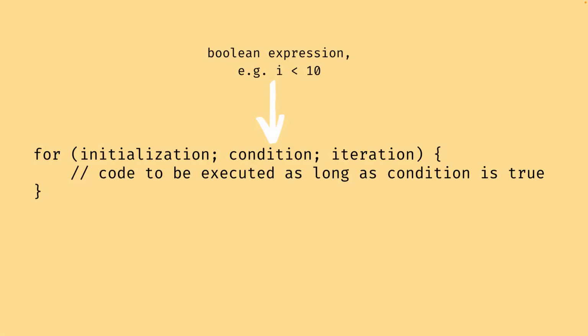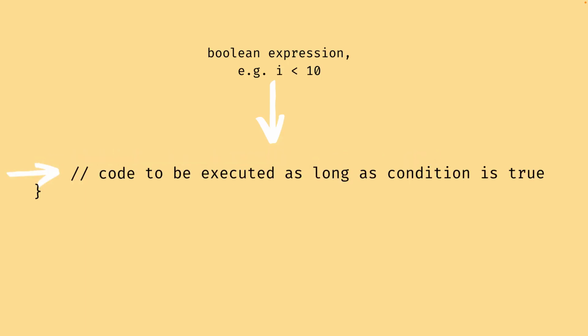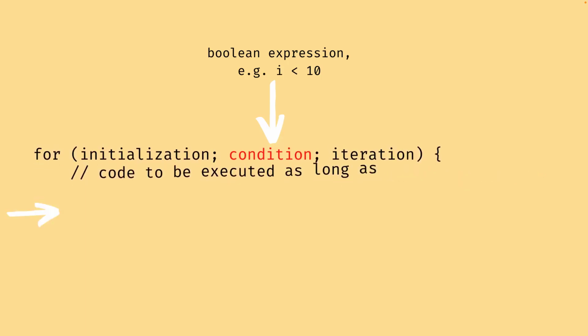The condition is a Boolean expression that's evaluated before each iteration of the loop. If the condition is true, the code inside the for loop will be executed. If the condition is false, the loop will terminate and the program will continue executing the code that follows the for loop. The for loop will continue to execute until the condition becomes false. At that point, the loop will terminate and the program will continue executing the code that follows the for loop.